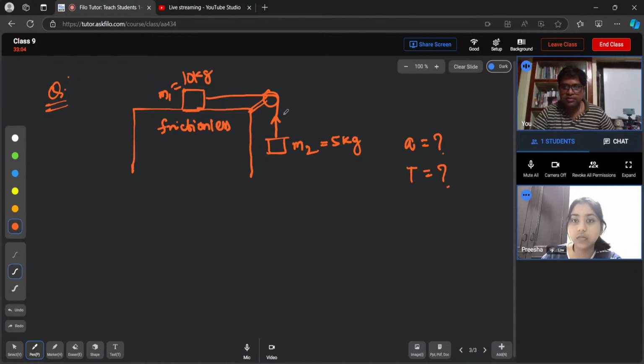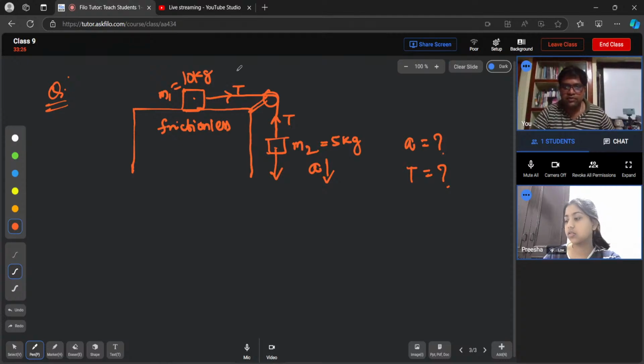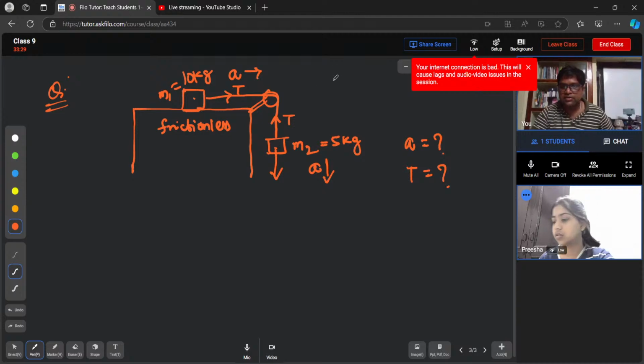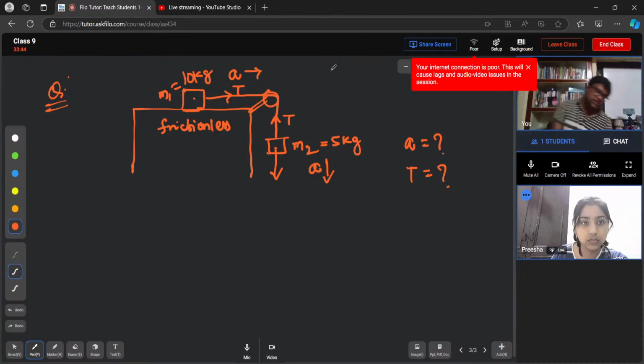Tension will obviously be in the opposite direction. Here also tension is in the opposite direction. Let us imagine that there is no friction, so m2 will slide down with an acceleration a, and this object m1 will also move towards the right with acceleration a. So solve it and find the acceleration and tension of the system. First write down the equations, then once the equations are written, try to solve them.